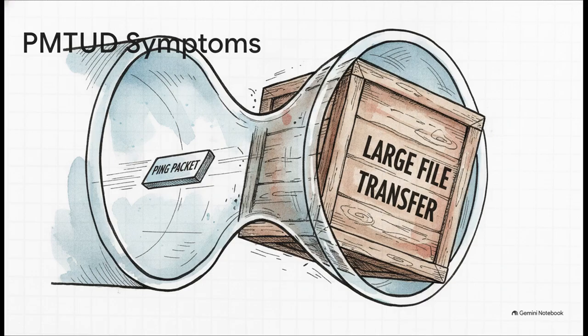Let's say you can ping a server perfectly fine, but an SSH session, a secure web page, or a large file copy just totally stalls out right after the initial TCP handshake. If that's happening, you are almost certainly looking at a PMTU issue. Small packets slide right through the network without a problem, but large packets are just getting completely swallowed up.